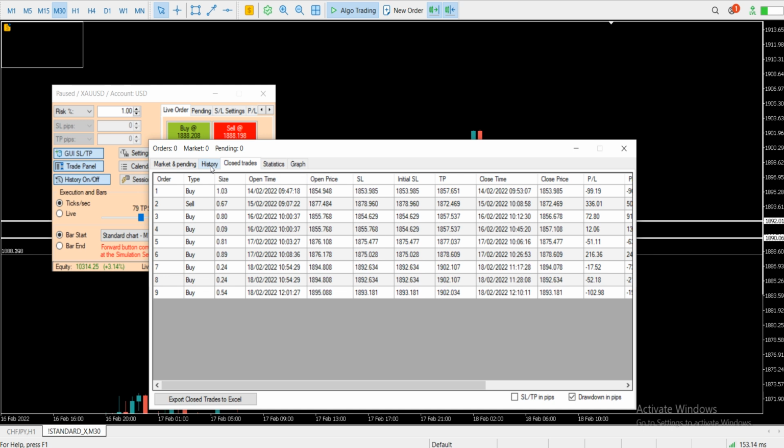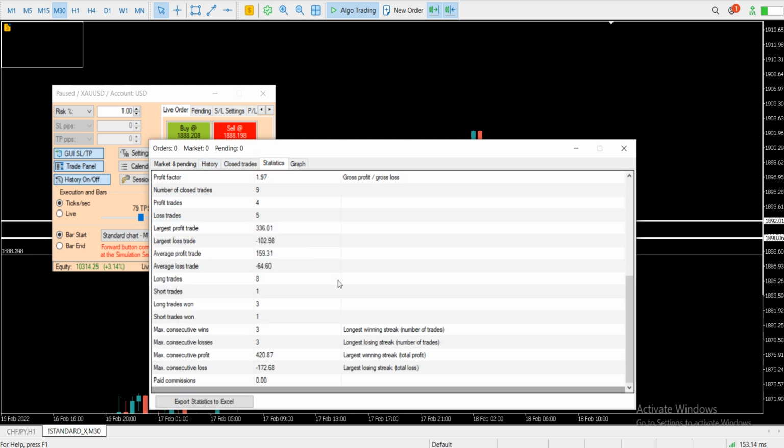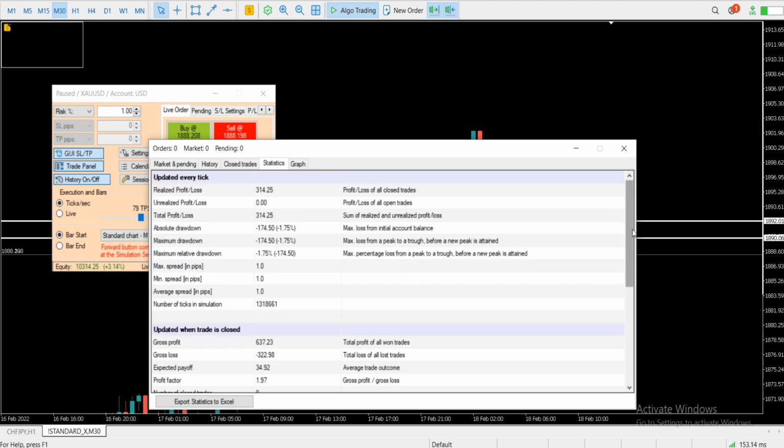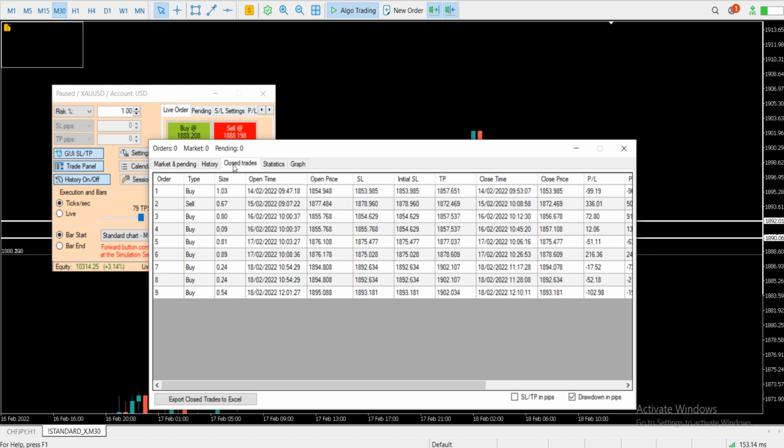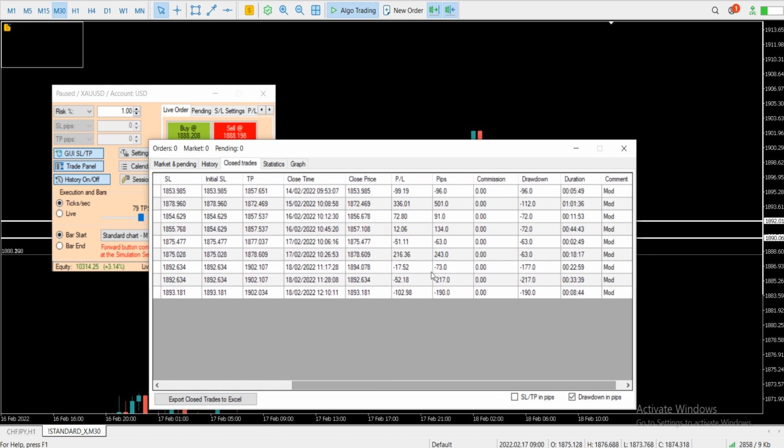I would say, sometimes, out of most of the weeks, a few of the weeks can be difficult like this. So yeah, closed trades 9, and you can see the P&L right here, right? 99 loss, $300 profit, 72, 12, 51, right?